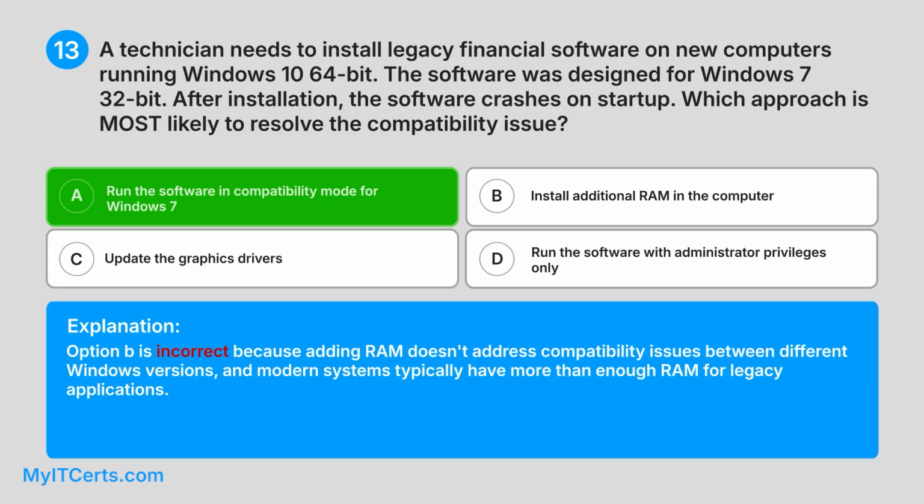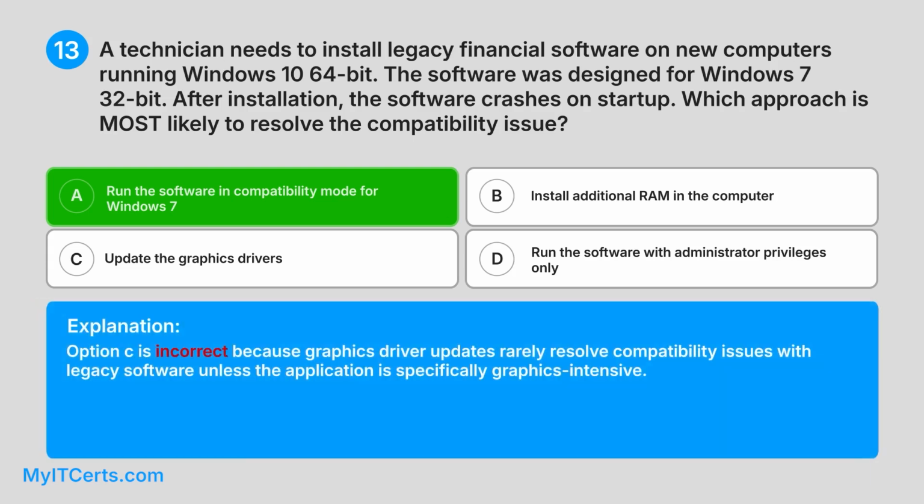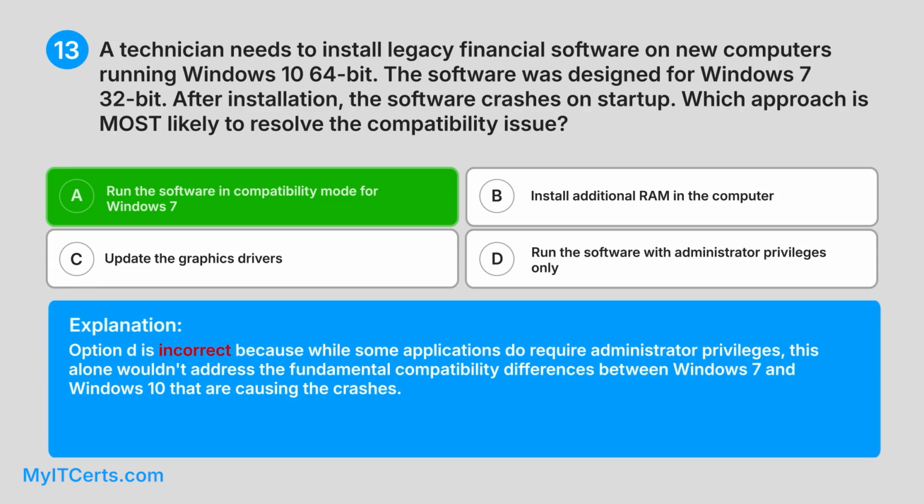Option B is incorrect because adding RAM doesn't address compatibility issues between different Windows versions, and modern systems typically have more than enough RAM for legacy applications. Option C is incorrect because graphics driver updates rarely resolve compatibility issues with legacy software unless the application is specifically graphics intensive. Option D is incorrect because while some applications do require administrator privileges, this alone wouldn't address the fundamental compatibility differences between Windows 7 and Windows 10 that are causing the crashes.